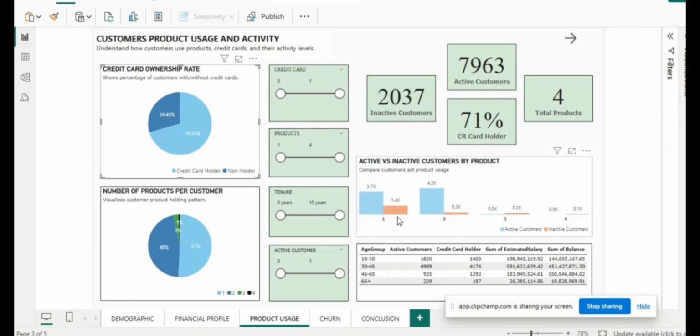If the bank knows that perhaps the customers don't like particular products, they can decide to work more on the product to see how it can compete with product one and product two, instead of having a lower subscription rate. So I have a table here showing the age group, active customers, credit card holders, sum of estimated salary and sum of balance. That's the balance that each customer owns. So we have our KPIs here, and then we have our filters. Let's check.